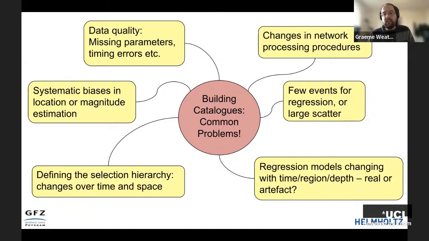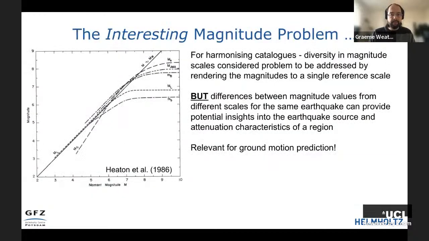We have changes in network processing procedures, sometimes not always well documented or retrievable. You have cases or regions where you have too few events for regression or very large scatter, as we saw. We have regression models that might change with time, with region or depth, and we don't always know if these are real changes or just an artifact of a limited data set. And we have systematic biases in location, magnitude estimation, and so on. And we often have to try and take this into account to make our selection hierarchy change over time and usually over space as well.